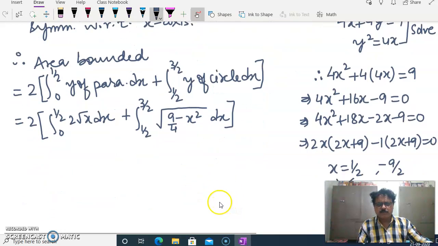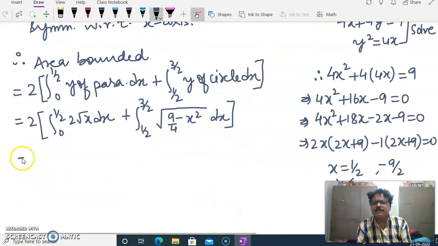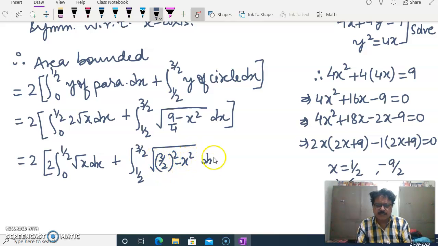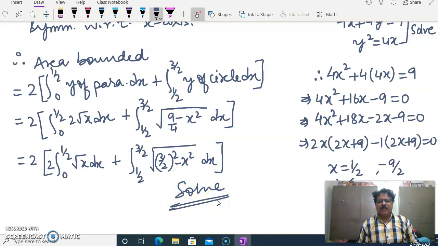Okay, so it can be written as 2 times 0 to 1 by 2 2 root x dx plus 1 by 2 से लेके 3 by 2 तक अंडर रूट 3 by 2 का स्क्वायर minus x square dx. Okay, now I hope students you can solve the questions. Still, if you have any problems you can ask me.